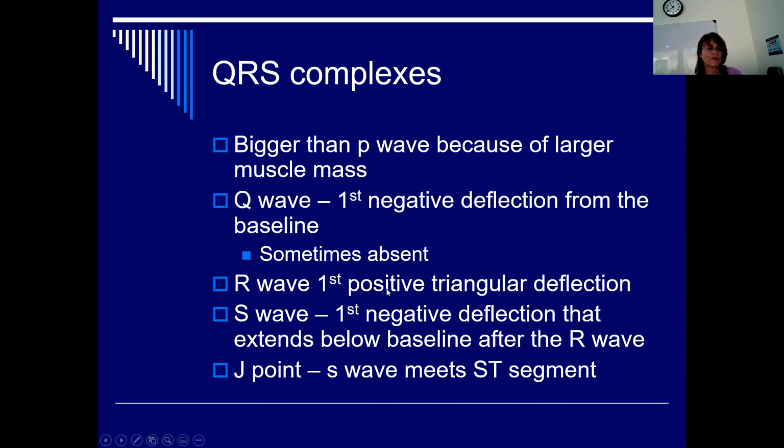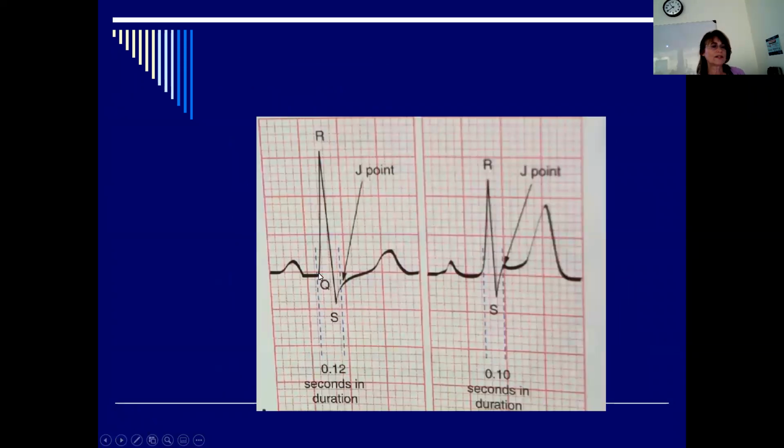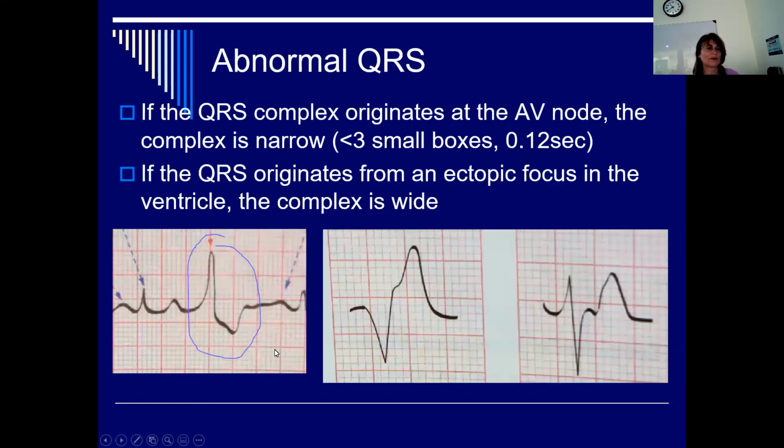The R wave is the first positive triangular deflection, and the S wave is the first negative deflection. So we call it QRS. If we break it apart, the first upper deflection is called the R wave, and then coming down is the S wave. We refer to it as QRS, or we refer to it as the R wave. I don't know how important it is to know the technical terms, but that's where it comes from.